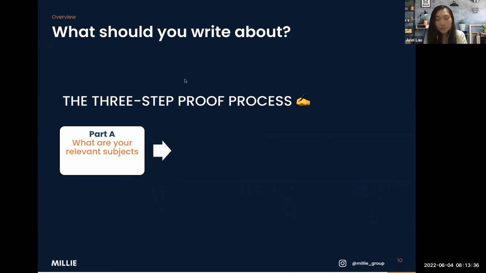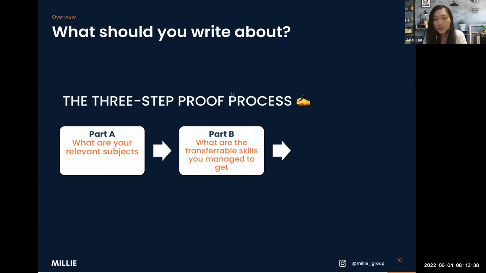And then part two, what are the transferable skills you managed to get from these subjects, right? What that means is, now you have identified physics, math, and chemistry as the relevant subjects. Can you tell me what are some of the transferable skills you managed to get from these subjects? It could be that you get quantitative analysis skills, being a mathematician, and that basically gives you the skill needed to analyze questions in a mathematical way.